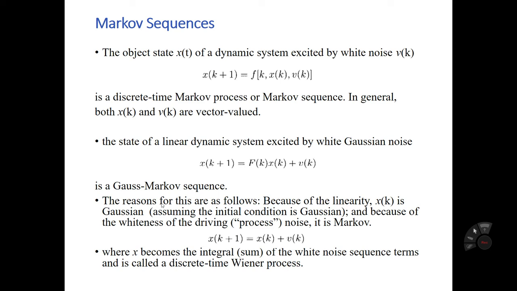The reasons for this are as follows. Because of linearity, x of k is Gaussian. So assuming the initial condition is Gaussian, and because of whiteness of driving process noise, it is Markov. This is why it is called Gauss Markov. In this equation, x becomes the integral sum of the white noise sequence term and is called a discrete time linear process.